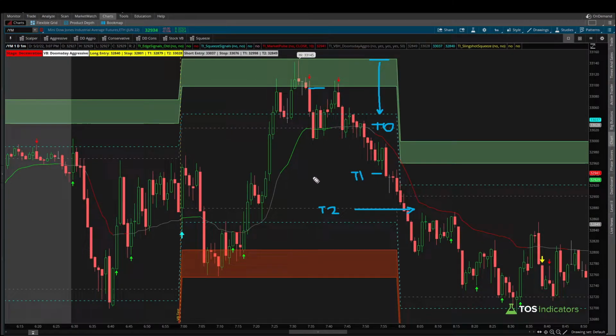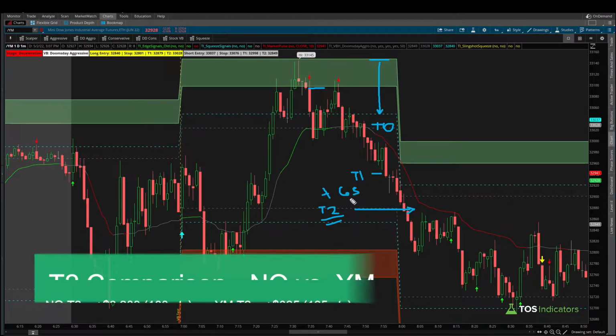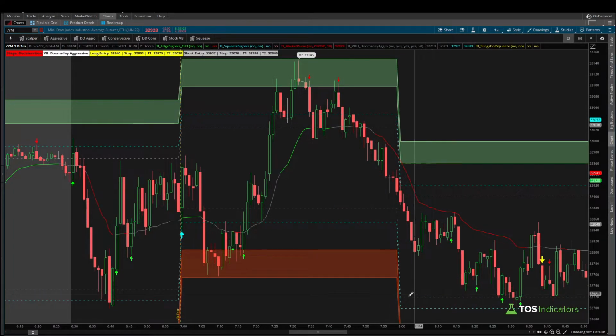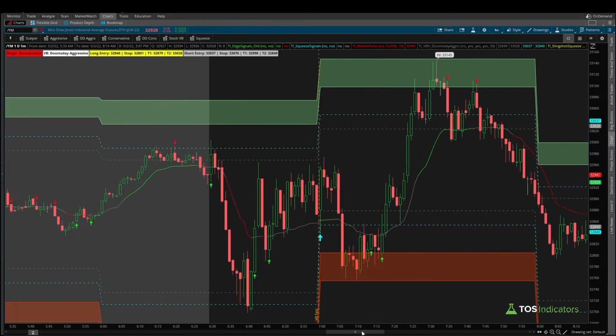So again, inside of the Dow, another nice winner, another nice T2. In this case, the T2 was an extra 65 points, so not as crazy as something like the Nasdaq, but still a really nice addition with a $0 stop. Now, inside of the Dow, we had an additional trade as well, so let me keep moving forward here.